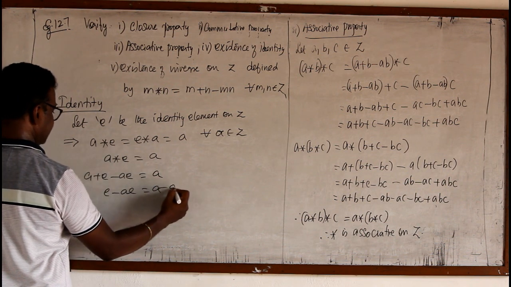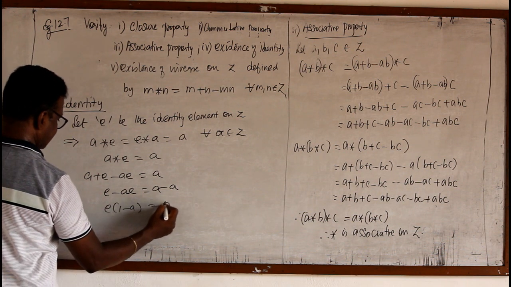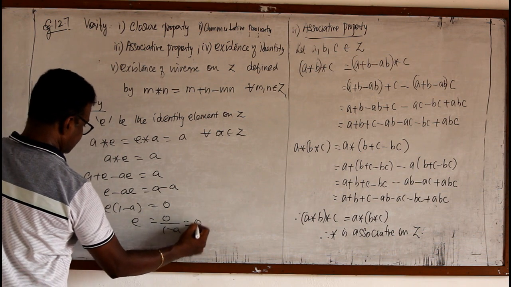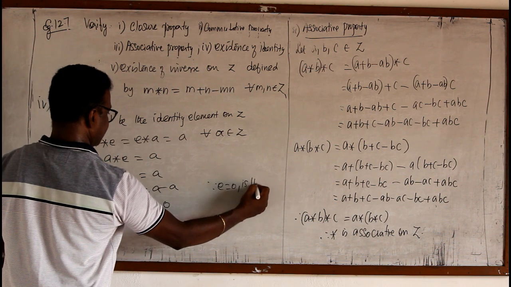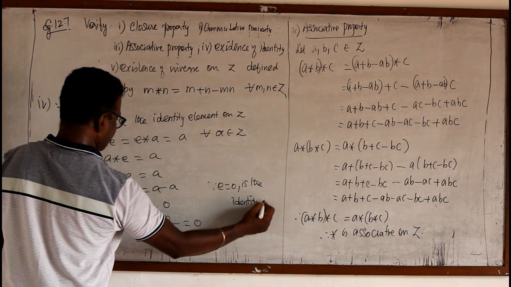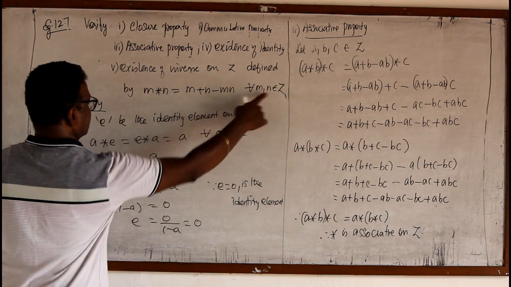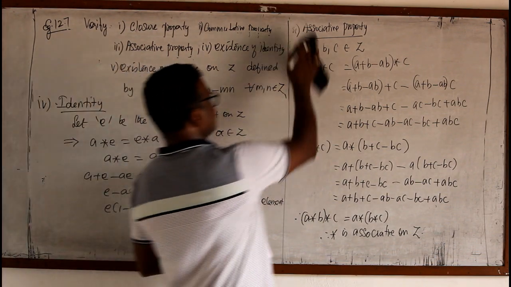a plus e minus ae equals a. When I take a, it does the same minus a. Here e is common: e(1 minus a) equals 0. e equals 0 by (1 minus a), so e equals 0. Therefore, e equals 0 is the identity element. So, does 0 belong to Z? Yes, it also belongs to Z. Therefore, e equals 0 is the identity element.